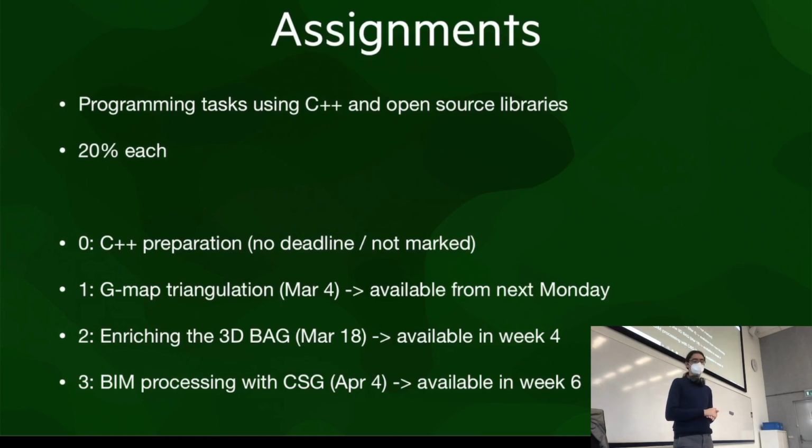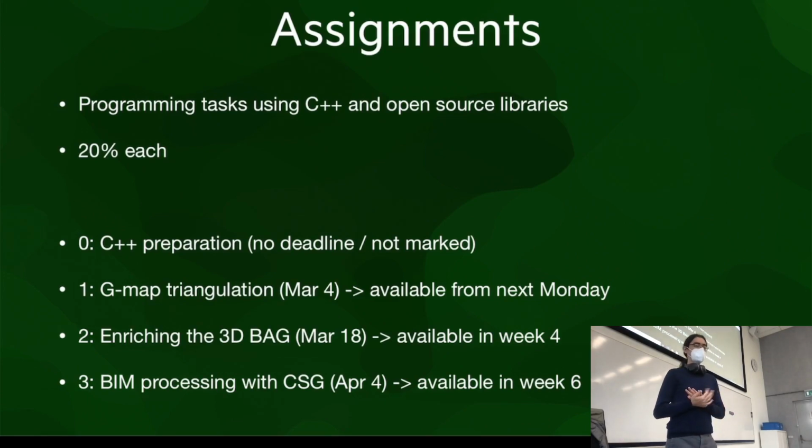That one will be used with GMaps and triangulation, so taking a 3D model, triangulating it and exporting it. The second assignment will be enriching the 3D BAG. The 3D BAG is the nationwide Dutch dataset that we have created in the 3D geoinformation group. The idea is that you take that dataset, you do some computations on it so that you can understand how 3D city models work, and then you put the results back into the 3D BAG, like computing maybe the volume or something else about the buildings.